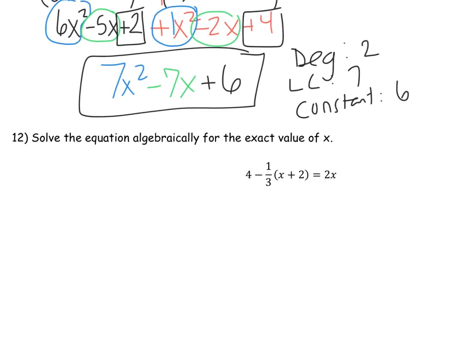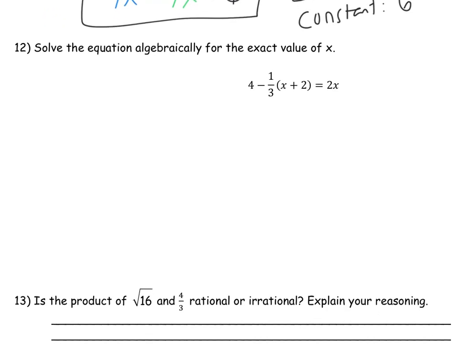The next one. I would have my calculator ready to go for a problem like this as soon as I see fractions, okay? So we're going to first distribute the negative 1/3. So we have 4 minus 1/3 x. And now we have to distribute negative 1/3. So put negative 1/3 in your calculator times 2. Math, enter, enter, because you're going to get 0.6666 repeating. So it's going to be negative 2 over 3 is equal to 2x.